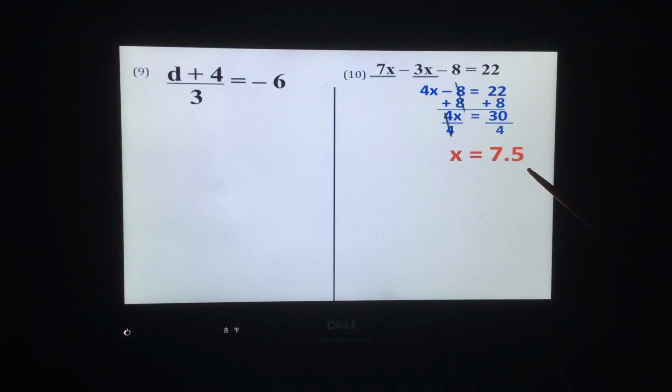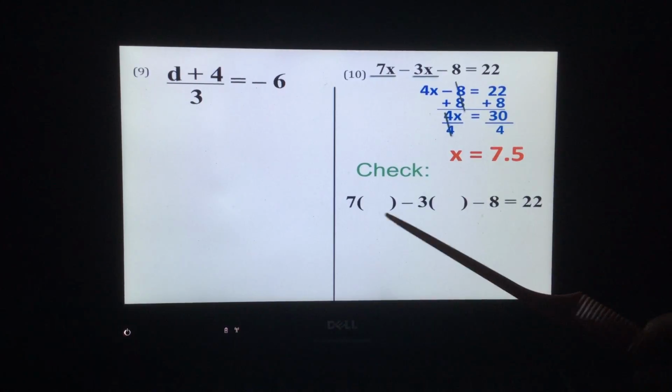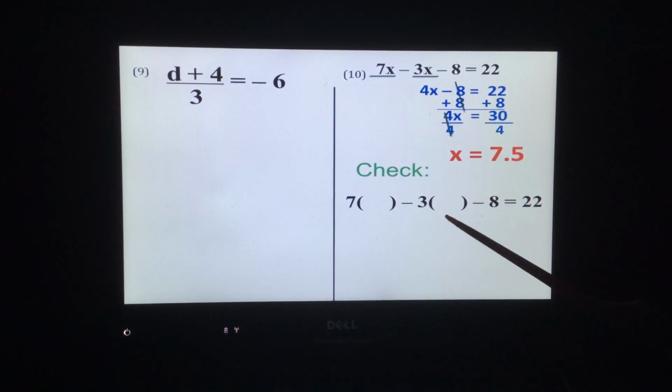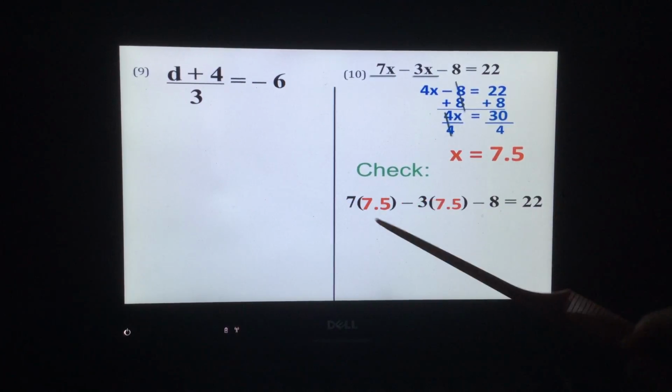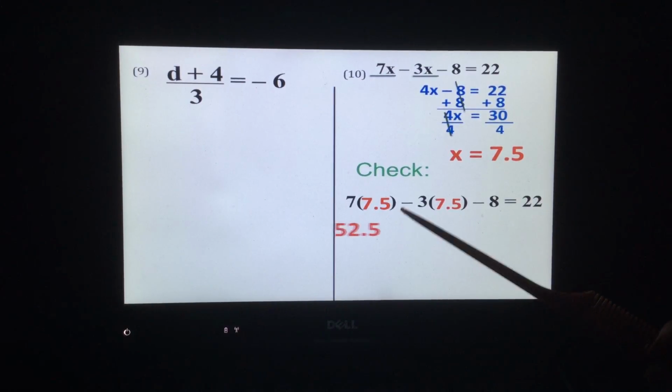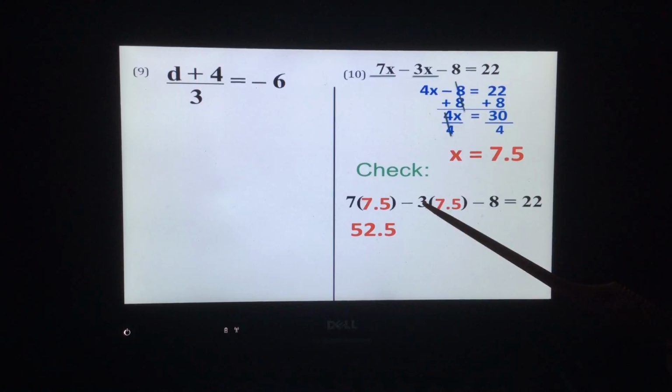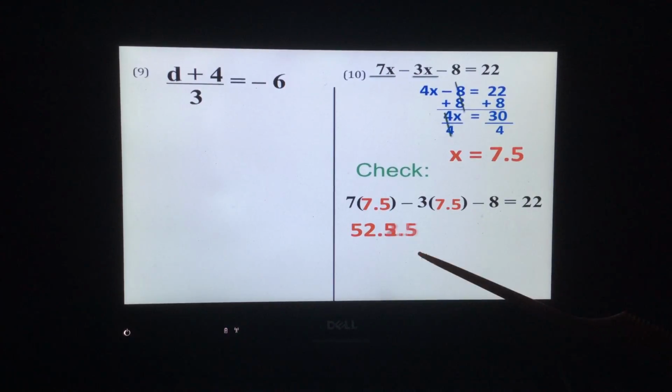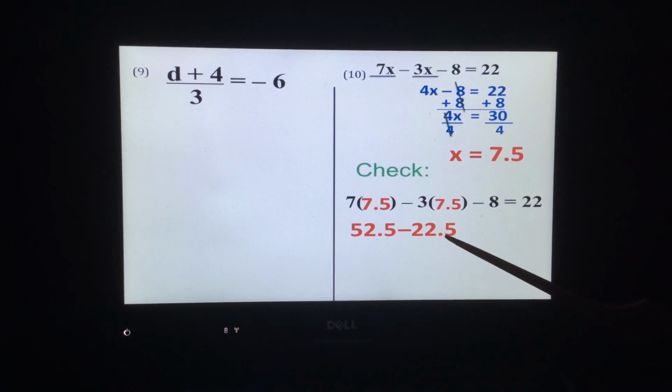So let's go ahead and check this. Now you have two x's here, so therefore you're going to have two parentheses. So 7 parentheses minus 3 parentheses minus 8 equals 22. Let's put our 7.5 in both of them. Now 7 times 7.5, if you want to use your calculator for that, you wind up getting 52.5. Negative 3 times 7.5 winds up getting you a negative 22.5. Bring down the minus 8 equals 22, because you didn't do anything to that yet.